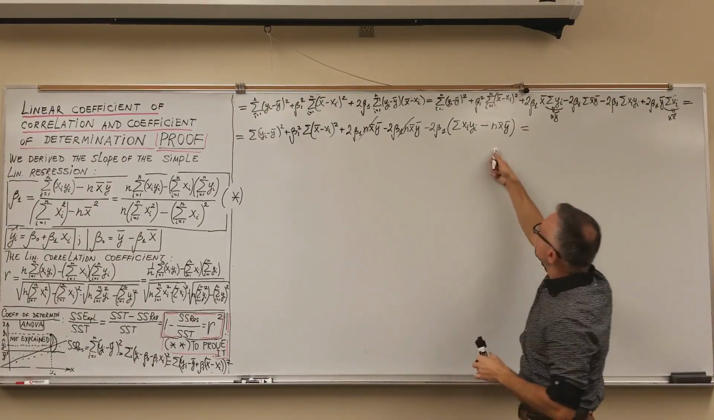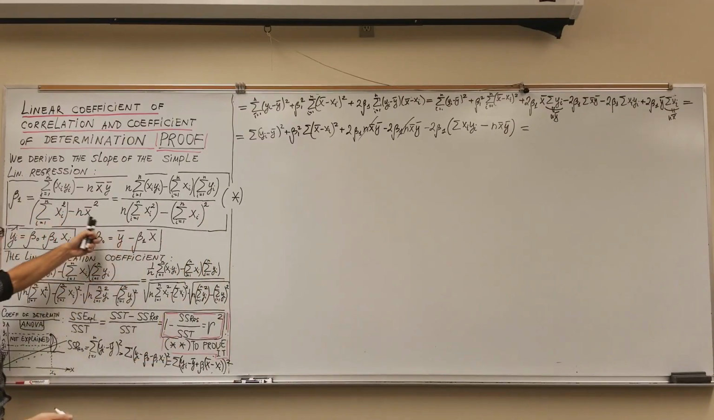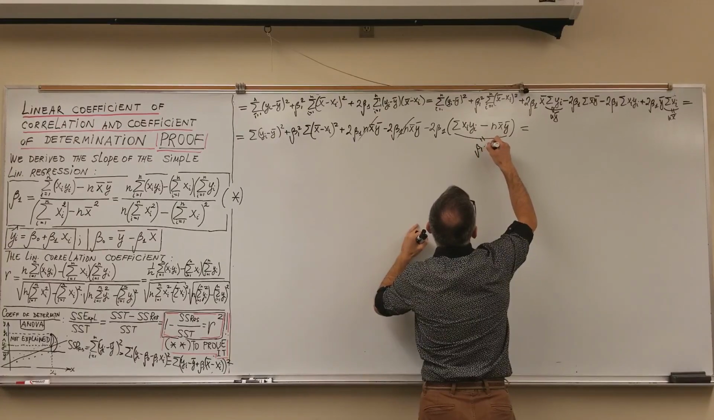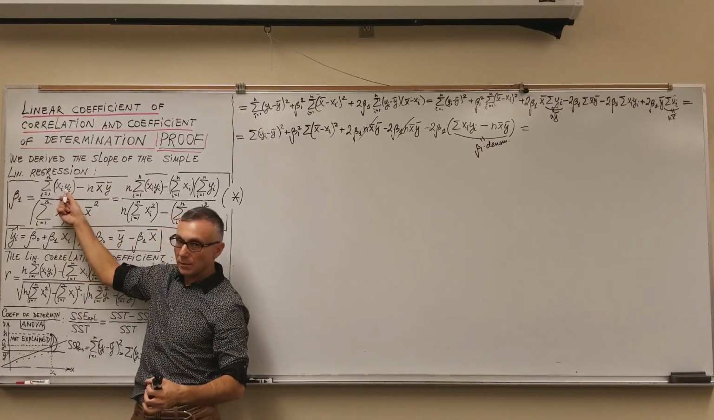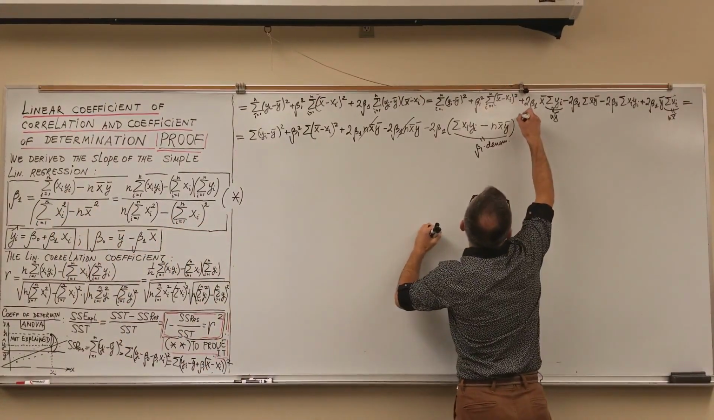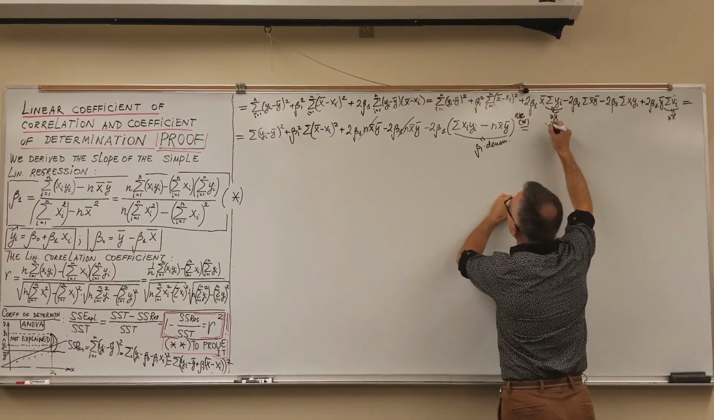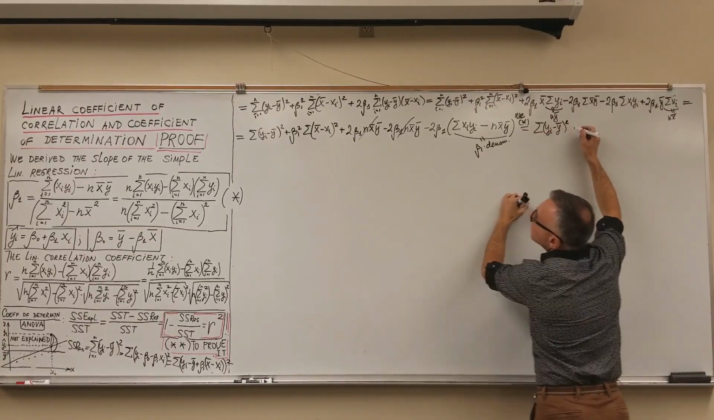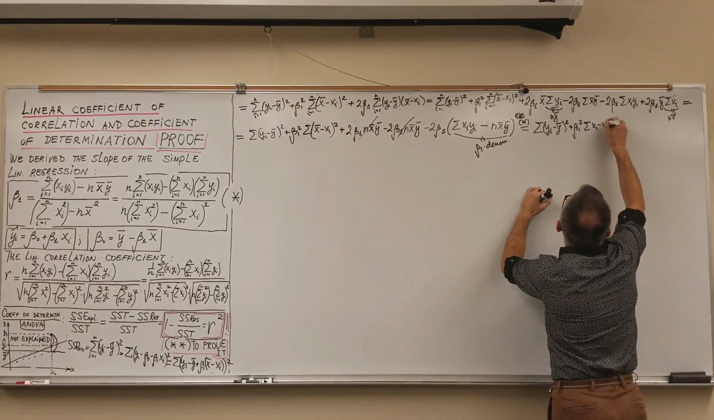Continue. So what is that? In the parentheses, if you look at the star formula, our slope formula, that's exactly my numerator. Yeah? So it's equal to beta 1 times the denominator. Multiply beta 1 by this denominator, I'll get this numerator. So I will use the star formula, and I will get the summation of y i minus y bar squared plus beta 1 squared times the summation of x i minus x bar squared.